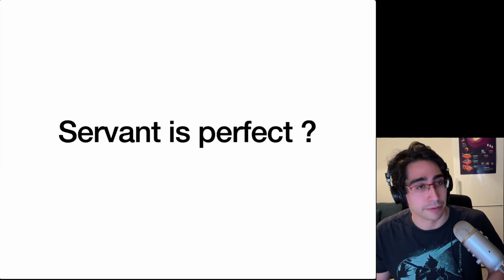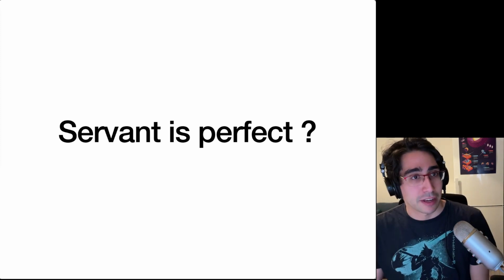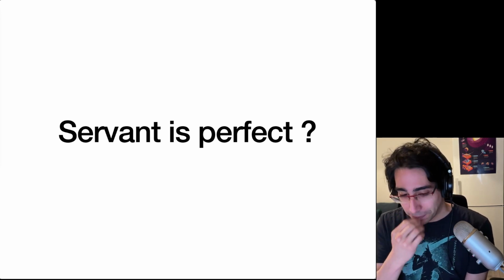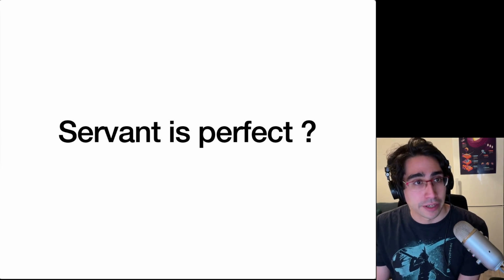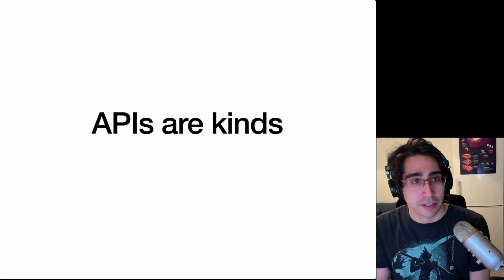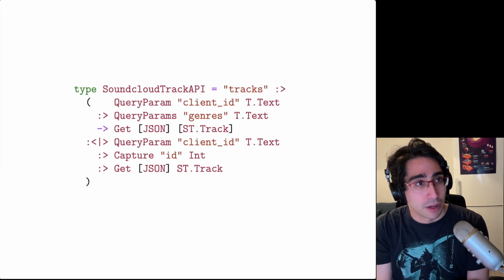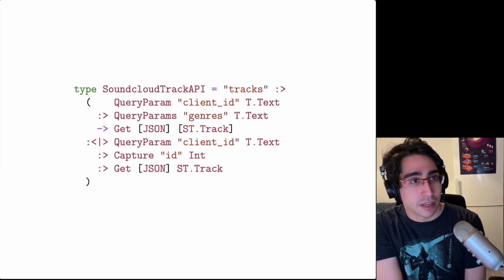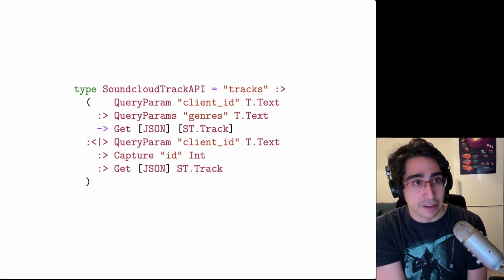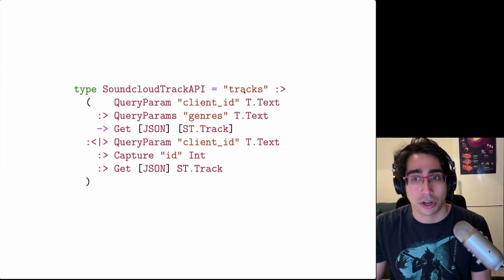Which leads us to the question: is Servant completely flawless? Because we seem to have gone through 15 minutes of advertisement for Servant. And there is indeed a number of things we can improve upon in Servant. The first one is a consequence of the fact that APIs are kinds rather than data types, which means they are just types. In the following snippet, there is a mistake, but this mistake does not result in a compile error. This is a valid program, or rather this is a valid type, but this is not a valid API.